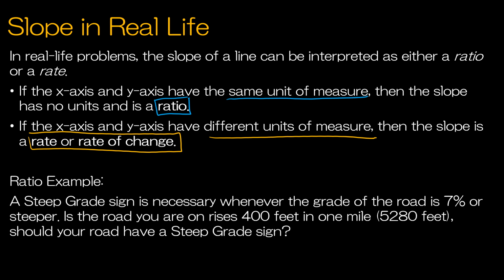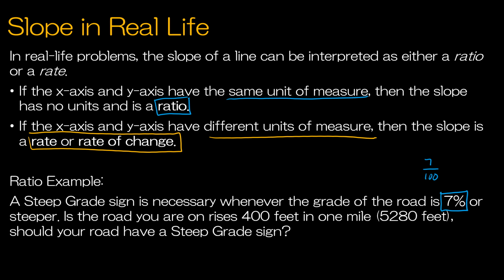A steep grade sign is necessary whenever the grade of the road is 7% or steeper. So how do I know this is a ratio? Because if it were a rate of change, we would have to talk about what the units of measure are. Because it's not saying that, it's saying 7%. We're saying 7%, that just means that it's a ratio. 7%, 7/100. That's how we can think about this particular example.